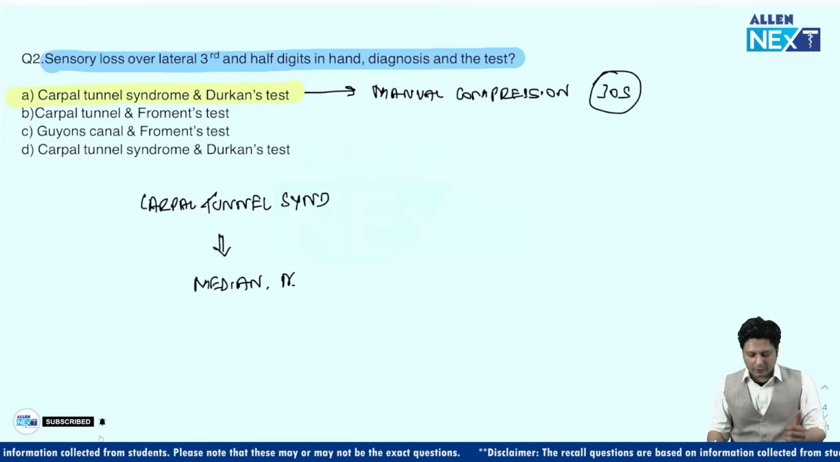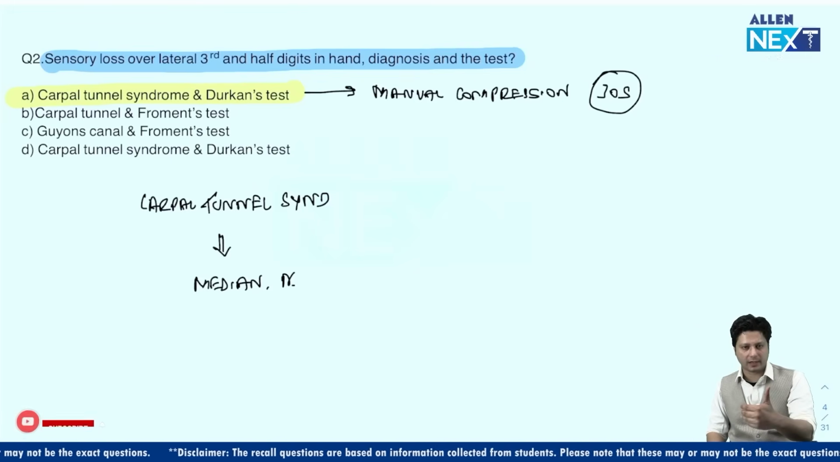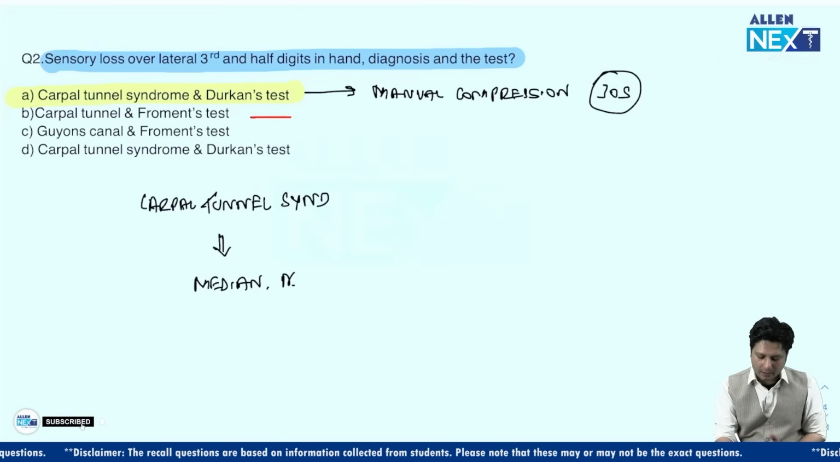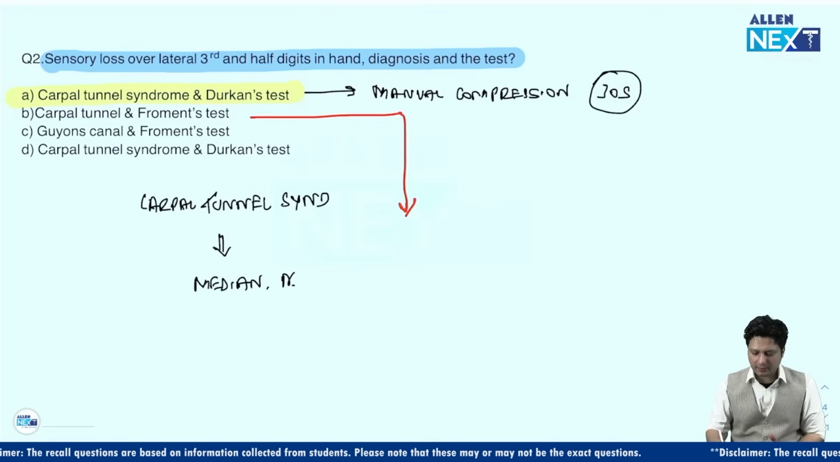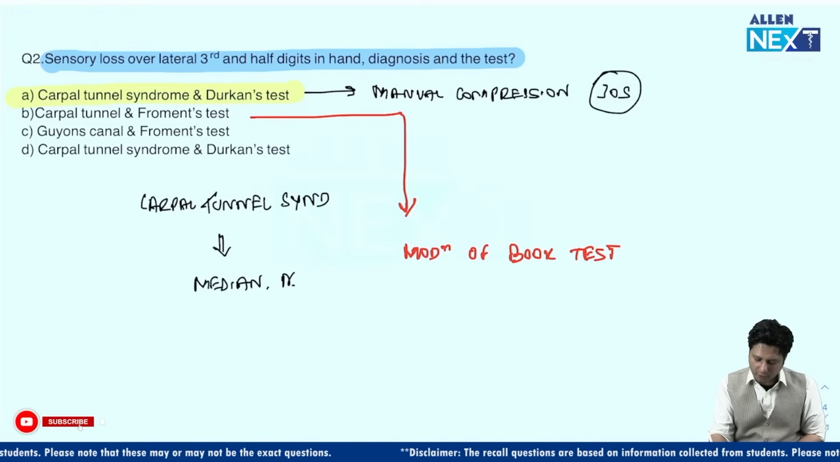Now, if we talk about the other options, the second option is carpal tunnel syndrome, but is it the Froment sign? You know what the Froment sign is? The Froment sign is basically a modification of the book test, and the Froment sign is done in case of ulnar nerve injury.